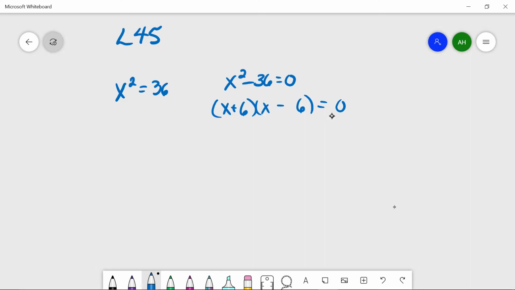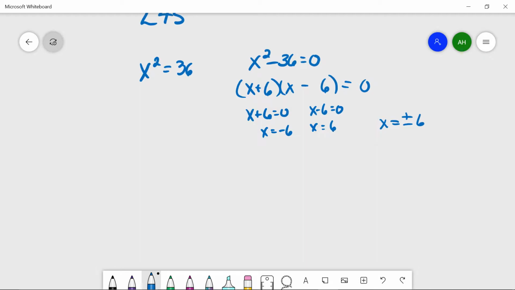Remember, I need to find the value for x that makes this first one 0. So if I have x plus 6 equals 0, the value of x that would make that true would be x equals negative 6. Looking at this second one, x minus 6 equals 0, the value of x here would be 6. So I have here that x is going to equal plus or minus 6. If x is positive or negative 6, those are the values that I can plug in here for x to make this work. And so going from that, we can kind of create a theorem.